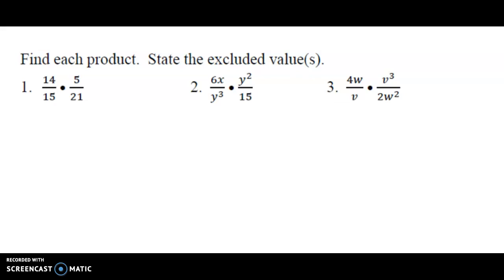14/15 times 5/21. Now this problem has no variables in it, and I'm using it to explain what you've done in the past. What you've been taught is when you have fractions like this, you can look diagonally and see if these fractions can be simplified before you multiply. So if we look here at this diagonal, 5 and 15 have a common factor of 5. So I'm going to divide them both by 5. The other diagonal here has a common factor of 7. So I'm going to divide them both by 7.